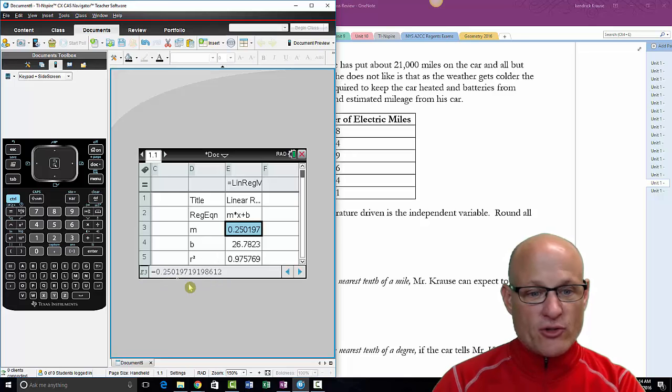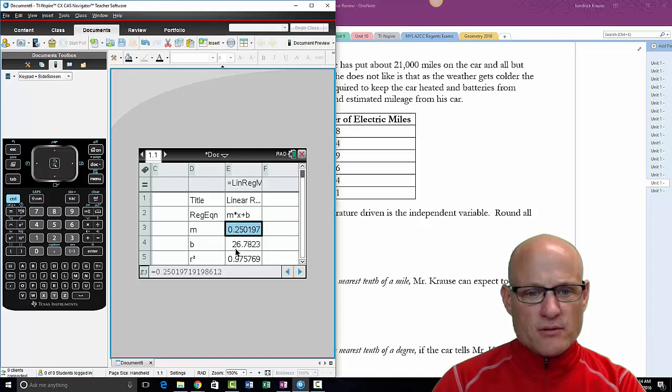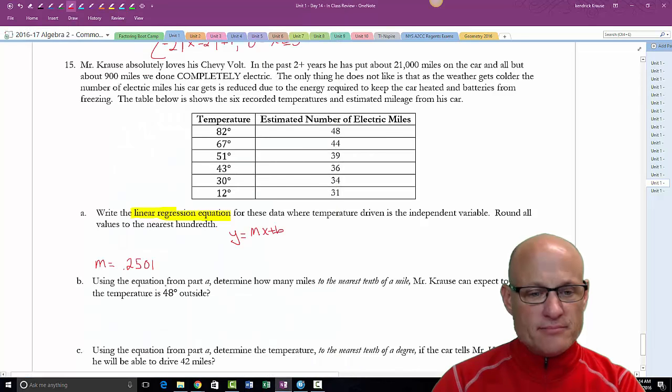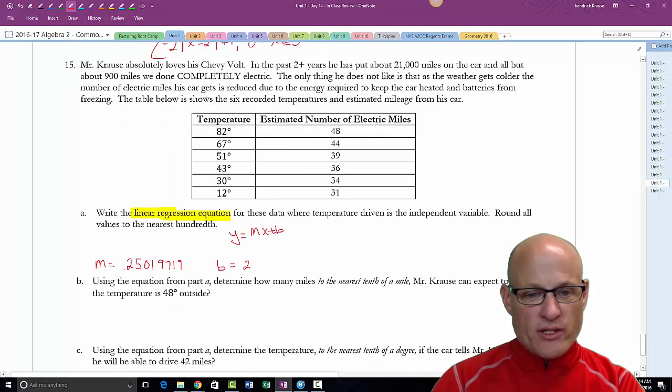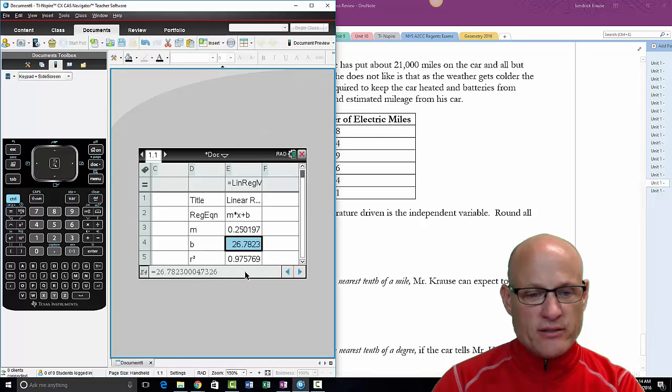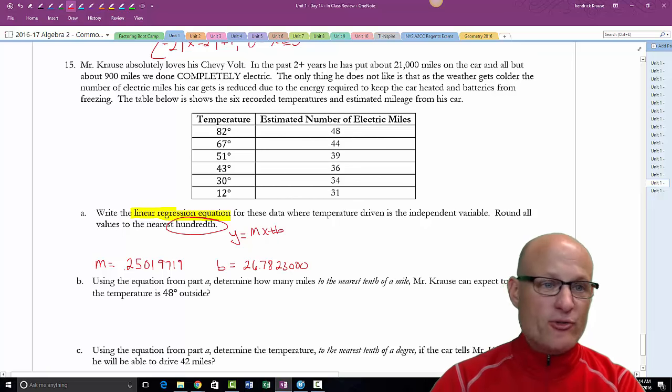So m is 0.25019719, good enough. And b equals 26.7823000. So now I want to round my answer to the hundredths place, 2 decimals.